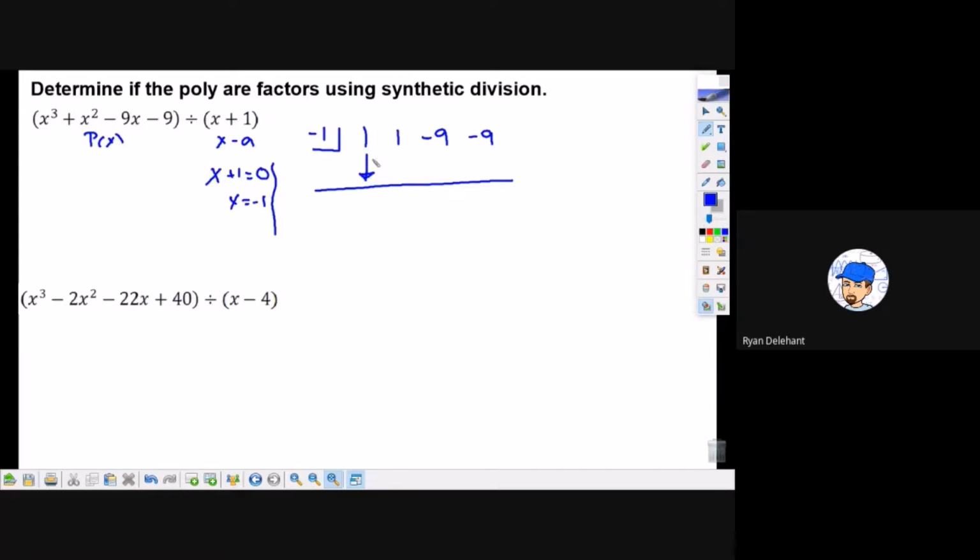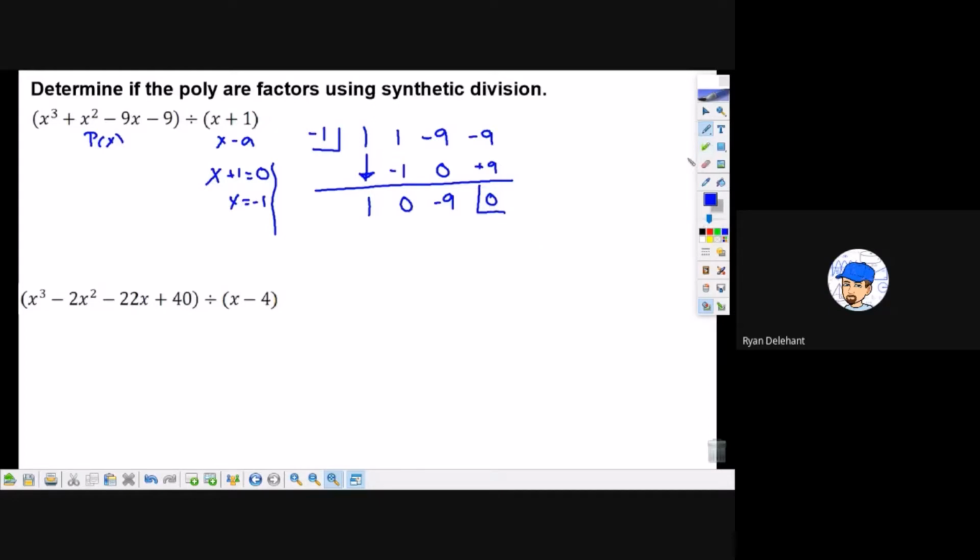Well, always pull the first term down. It doesn't change. And then we multiply. 1 times negative 1 is negative 1. 1 plus negative 1 is 0. And then we repeat. 0 times negative 1 is 0. Negative 9 plus 0 is negative 9. Negative 9 times negative 1 is positive 9. Negative 9 and positive 9 add together to 0.